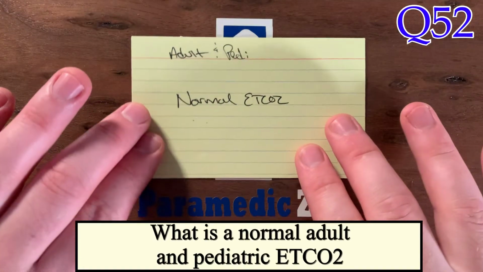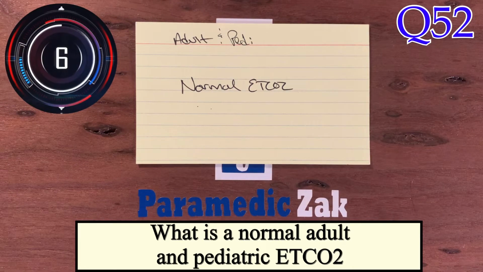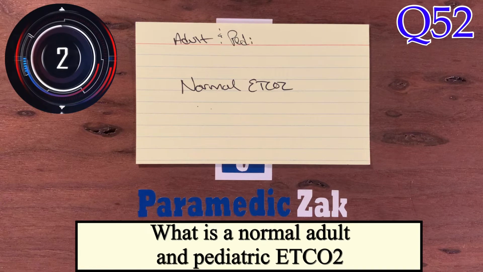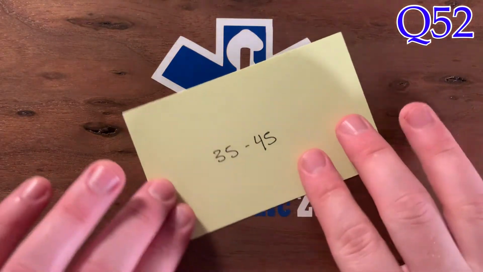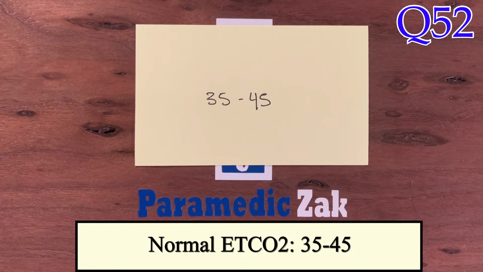Moving on to question 52. What is a normal end-tidal CO2 for an adult and pediatric patient? So for both the adult and pediatric patient, a normal end-tidal CO2 is going to be in the range of 35 to 45 millimeters of mercury.